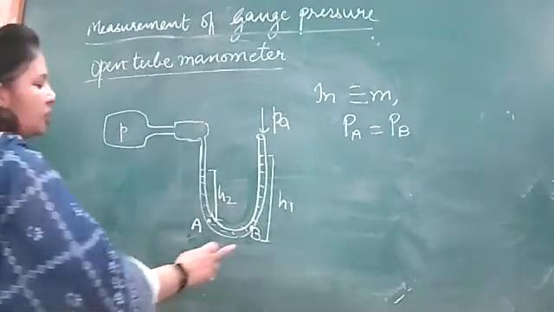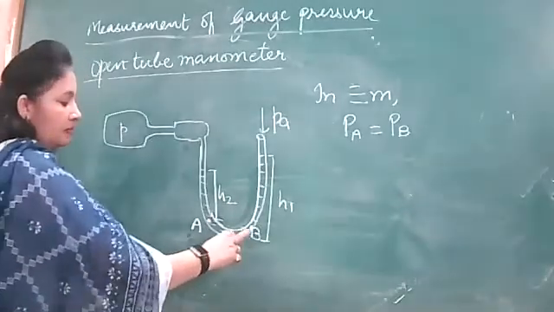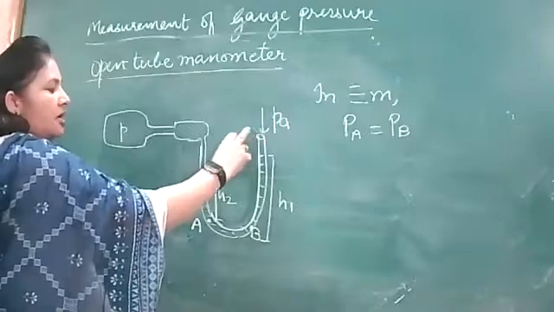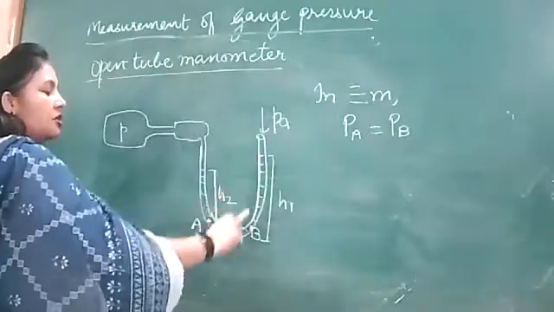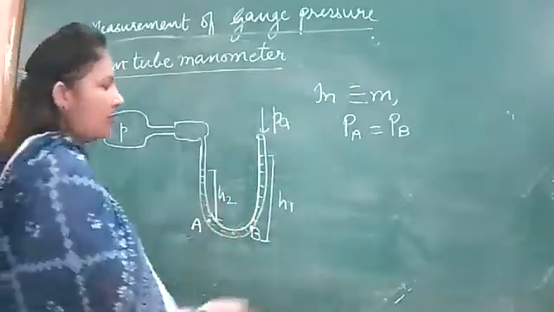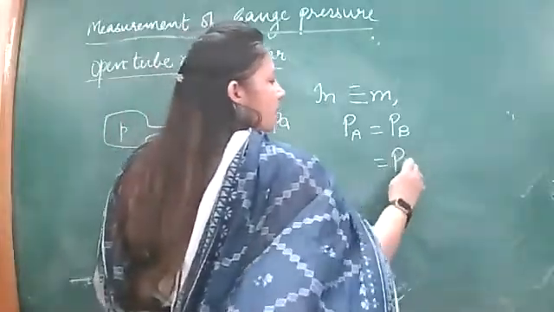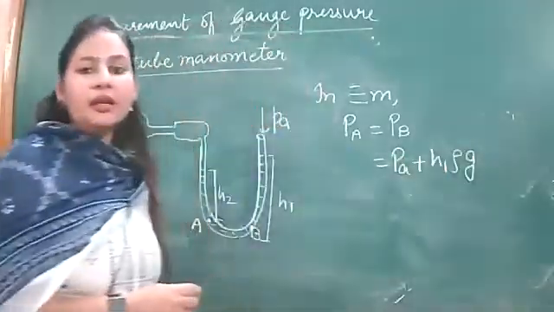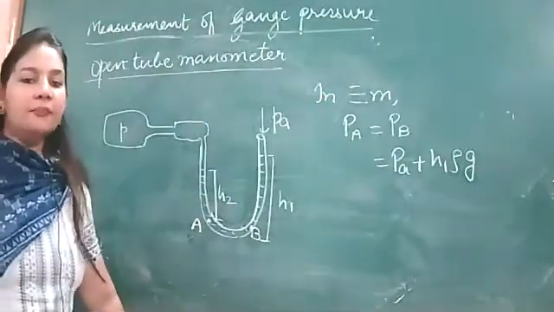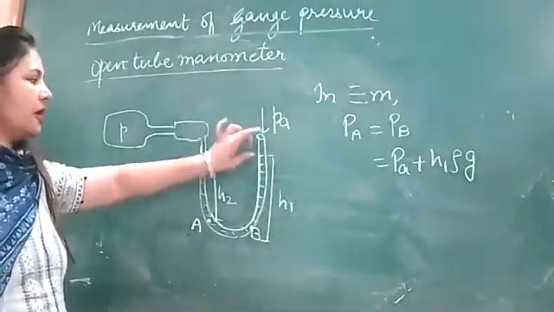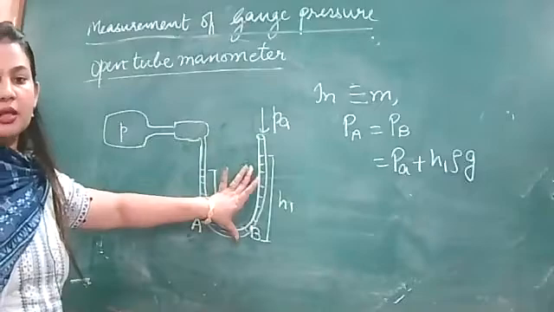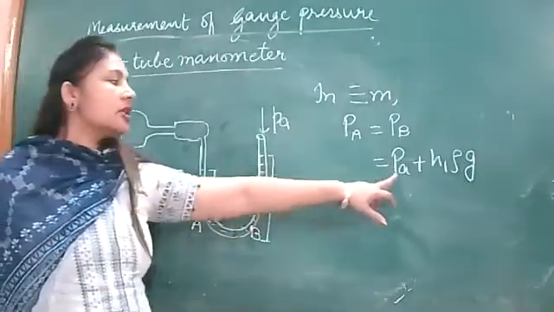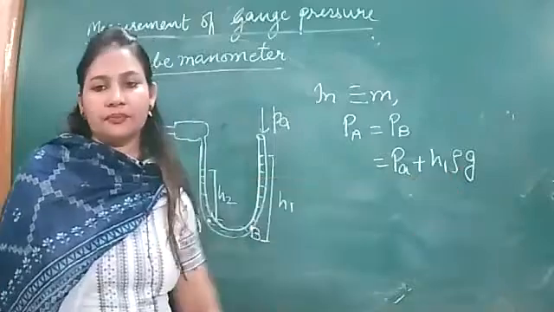How can we write pressure at B point? Who will tell me? What is total pressure at B point? That is atmospheric pressure plus pressure due to this height, this length, H1. So I can write pressure at B point as PA plus H1 rho G. Do you agree? Have I written correctly? Pressure at B point is atmospheric pressure plus pressure due to this length of mercury column or water column, whatever liquid we have taken. So that is PA plus H1 rho G.